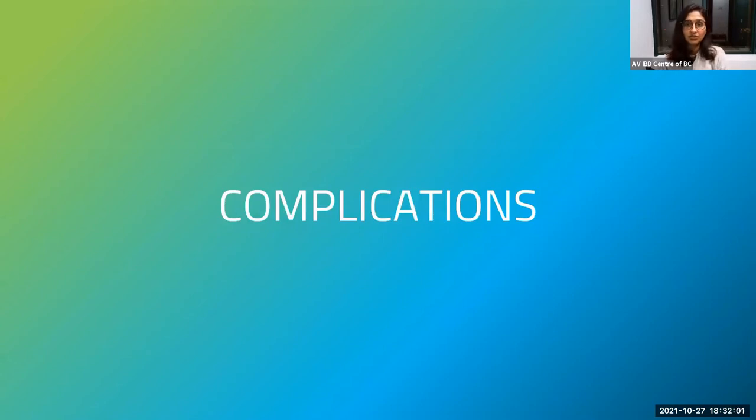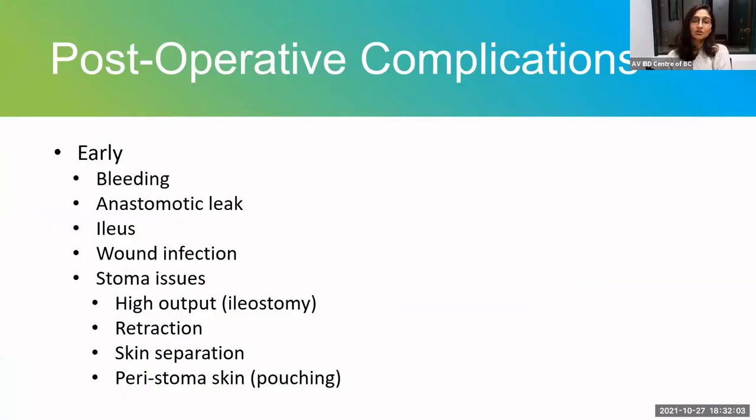So next we'll talk about complications. There are early and late postoperative complications for patients that undergo surgery for inflammatory bowel disease. Early post-op complications are bleeding, anastomotic leaks, ileus, wound infections, and then stoma issues. As I mentioned, patients may have high stoma outputs. They could have a stoma retraction. They can have skin separation from the stoma, and they can have peristomal skin issues requiring complex pouching in order to protect the skin around the stoma.